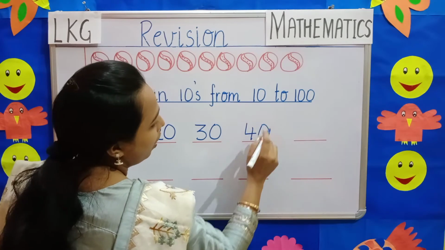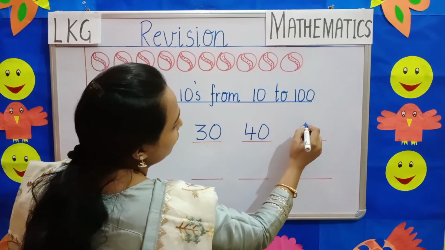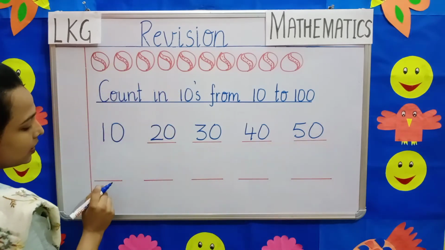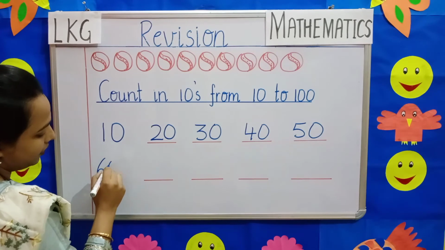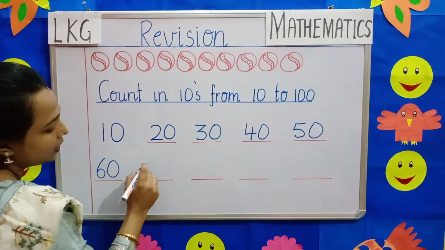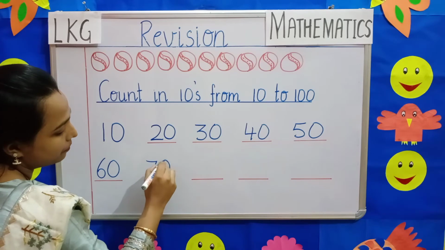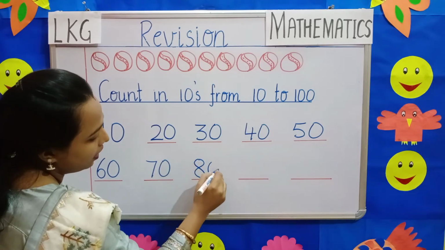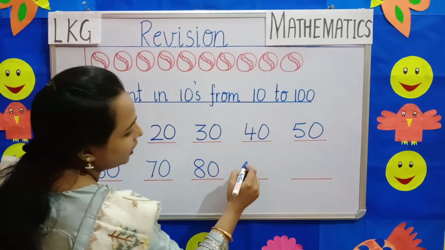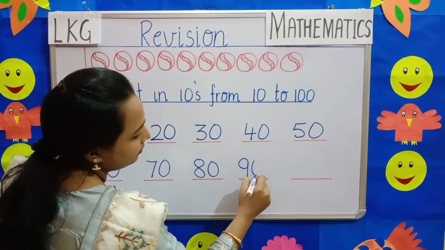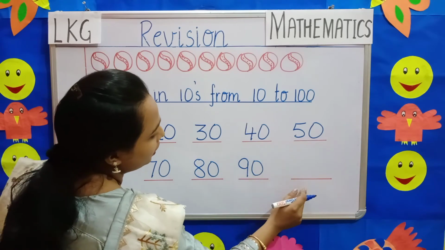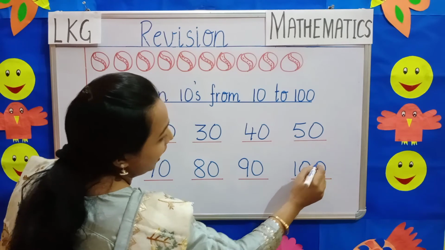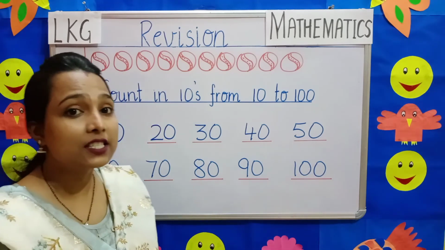Yes. Now, after 40, children, 50. Very good. After 50, 60. Very good. After 60, 70. After 70, 80. After 80, 90. After 90, children? Yes, 100. Very good. I can see that you all are studying well.